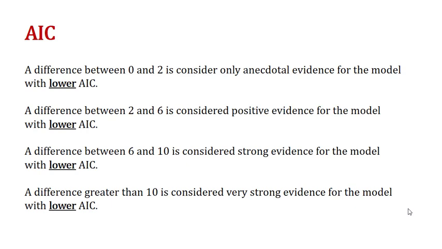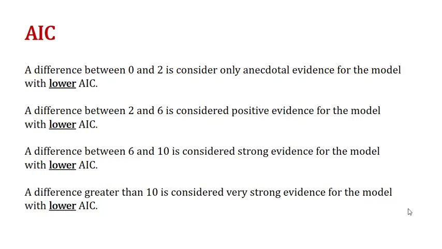Okay, so how do we interpret the AIC, the Akaike Information Criterion? By the way, it's not the only possibility. There is the BIC, which is the Bayesian Information Criterion, and there are many other options, but AIC is quite standard. Okay, so how is the AIC interpreted?